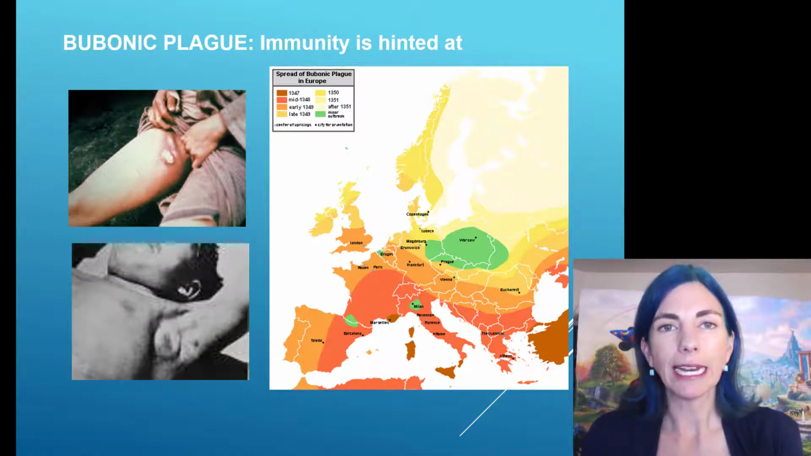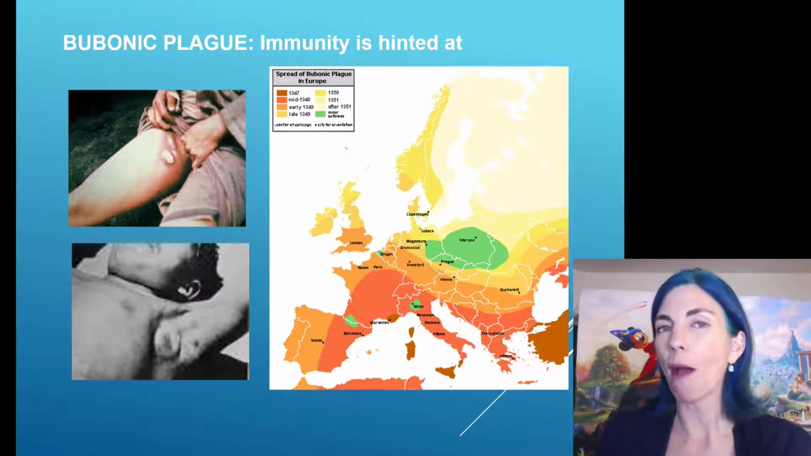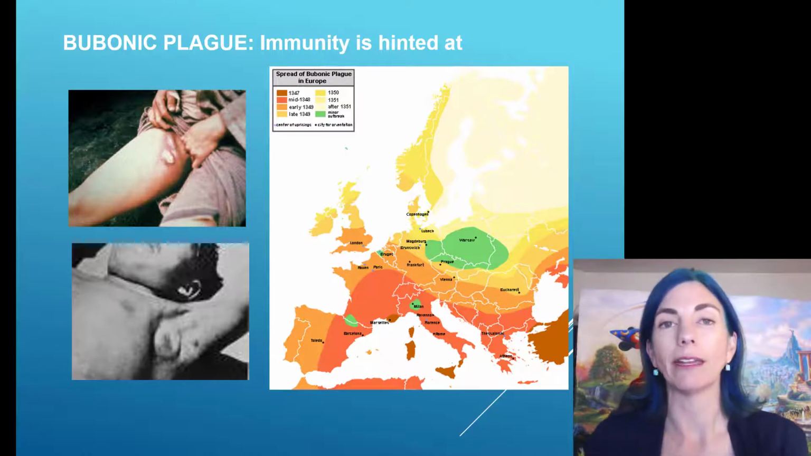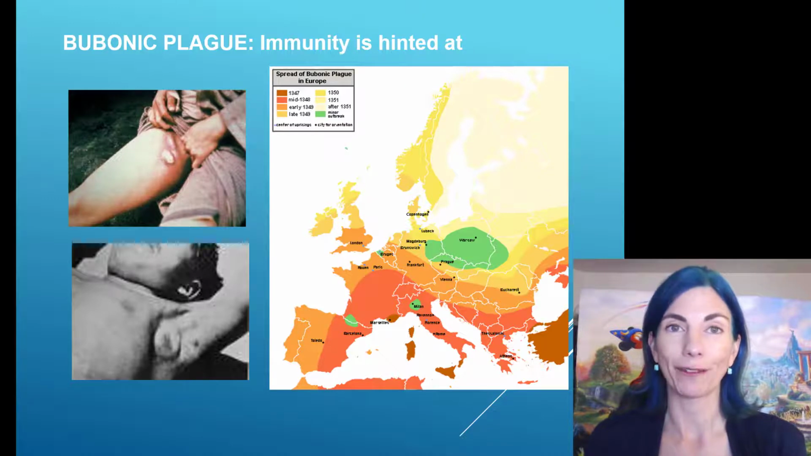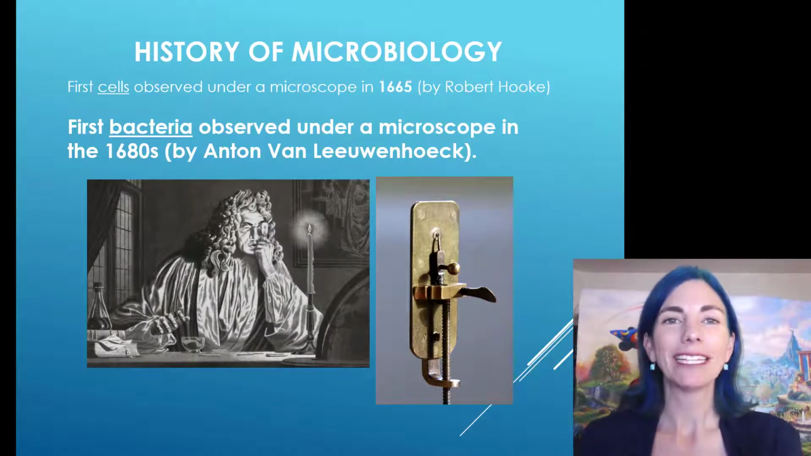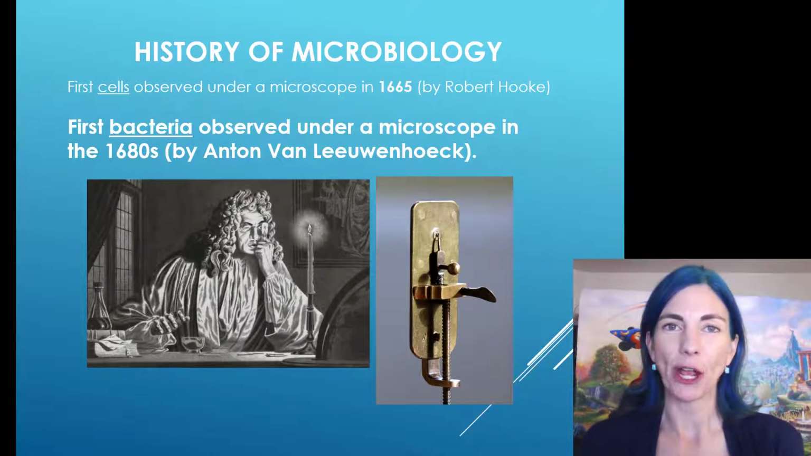So immunity, even though they didn't really know what it was, this idea of getting a disease and then not being real susceptible to getting it a second time, was certainly noted with the bubonic plague, whereas quarantine did not work. Okay, now that we've covered that fun stuff, let's come back to the invention of microscopes.